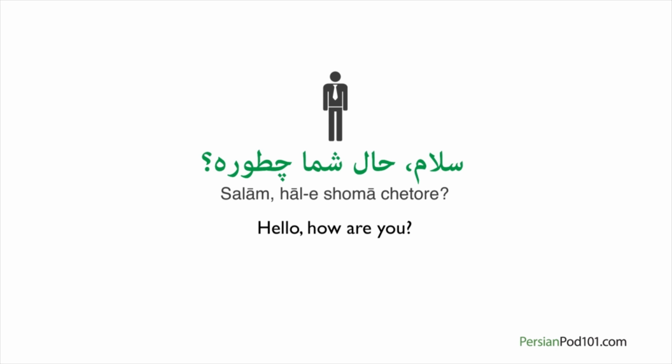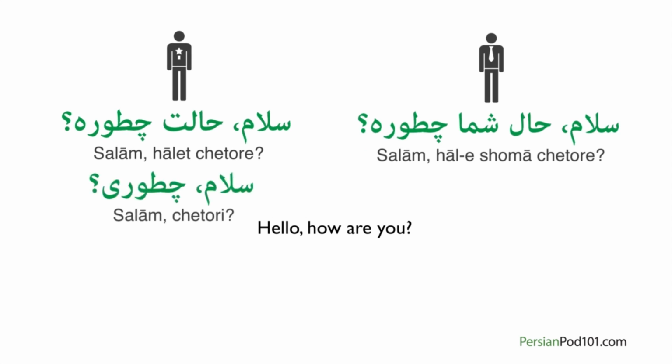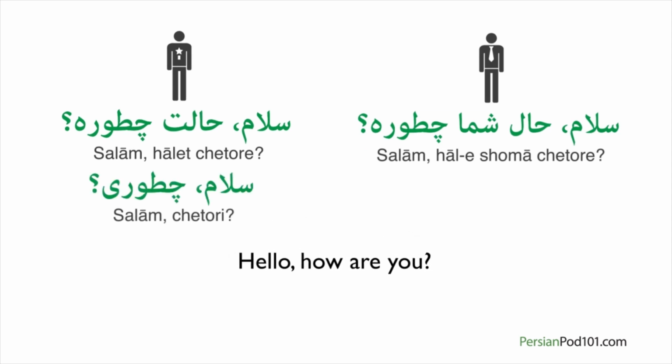Now, if you remember the first lesson, adding "et" to a word made it informal. Therefore, if you add "et" to hal instead of shoma, you make the whole sentence informal. Salam, halet chetore. Notice that there are many ways of saying the same phrase in Persian, making it shorter or longer. But remembering the basic words will help you get through almost any conversation.